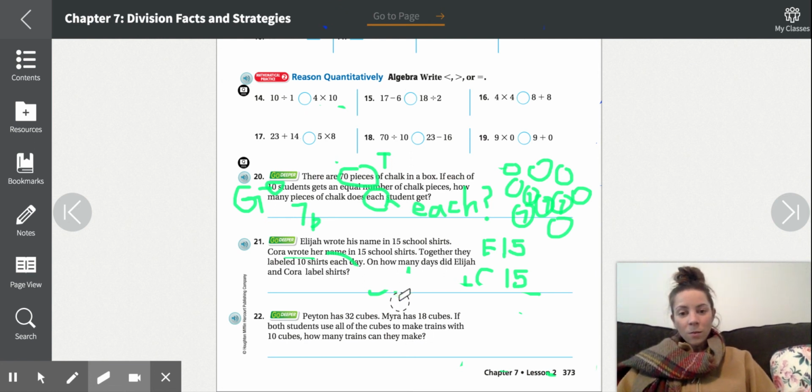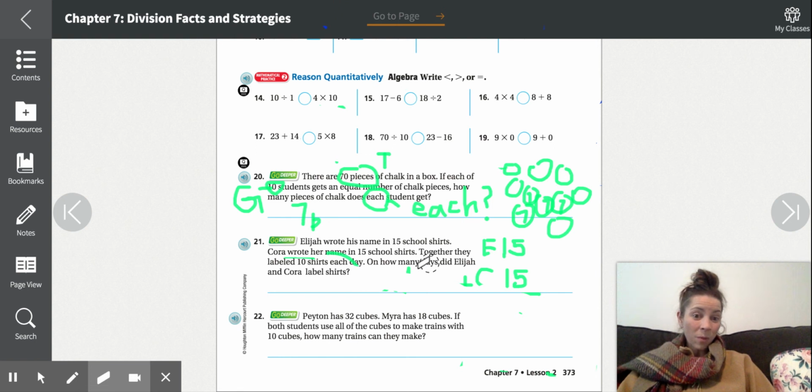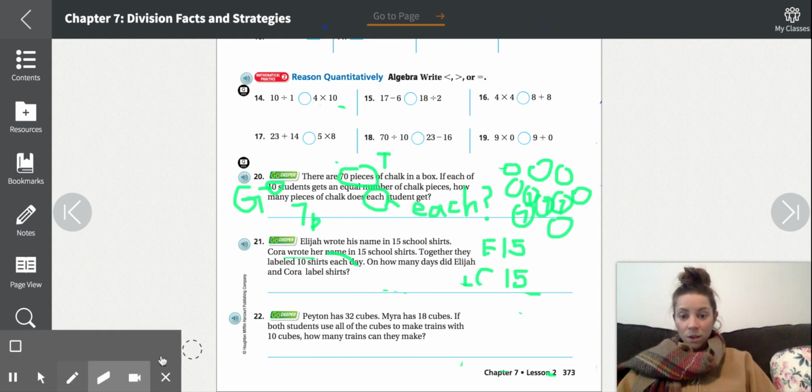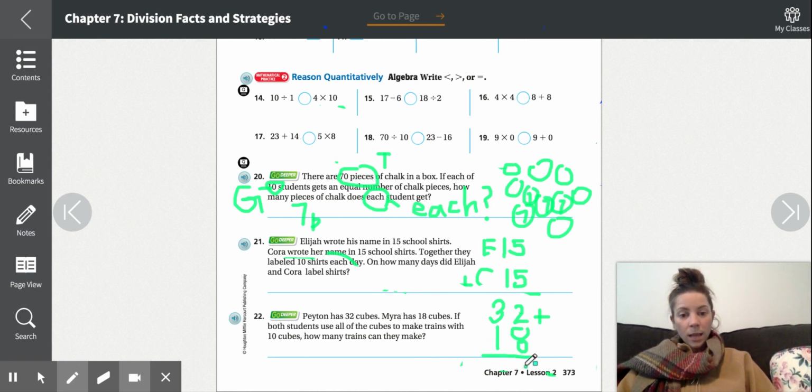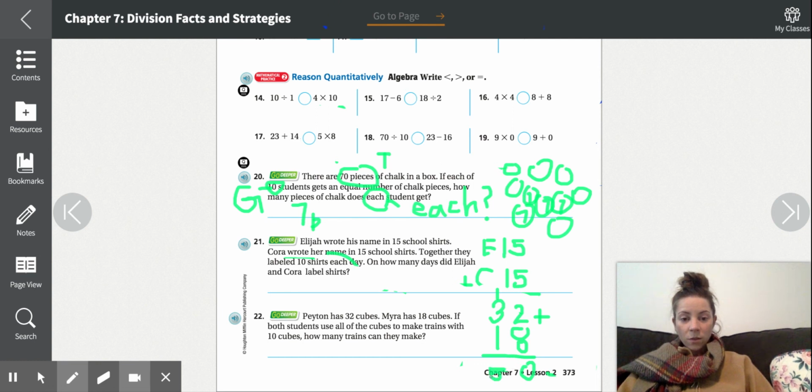So since I'm seeing the word both, that means I'm supposed to probably combine their numbers together first. So a little bit like the last time, 32 plus 18. I'm going to do it vertically since it looks like there's probably some regrouping here. 2 plus 8 is 10. Carry the 1. 1 plus 3 plus 1 is 5. So that's my first step because it says that both of them are going to use the cubes together. They've got 50 cubes total, and looks like they're going to work together to make trains of 10.